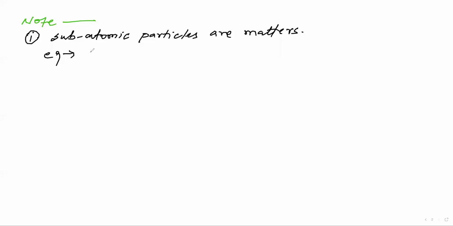subatomic particles are matter. Some subatomic particles are matter. Some subatomic particles means, as for example, we read solids. All solids are subatomic particle matter. Liquids and gases. Okay, these are the subatomic particles.